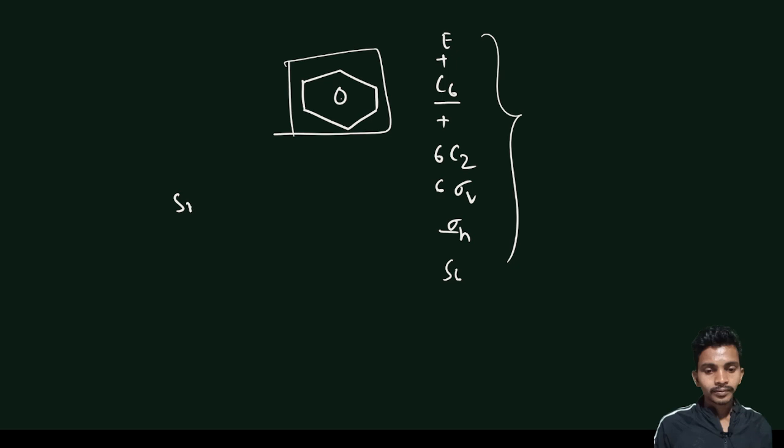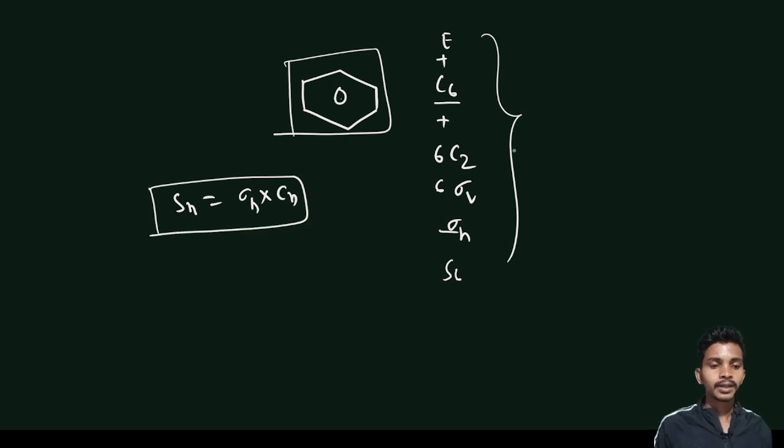For Sn, what things are needed? Cn is needed, and sigma h is needed. So this is there, then S6 is there. So this group, with C6 and perpendicular C2, means D6, and h is there, so D6h. So these are some of the point groups.